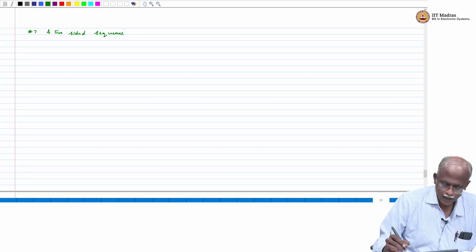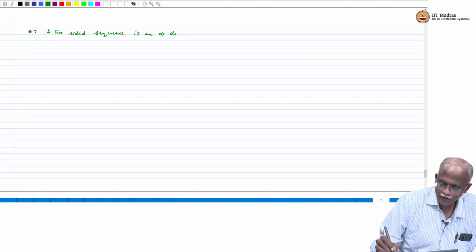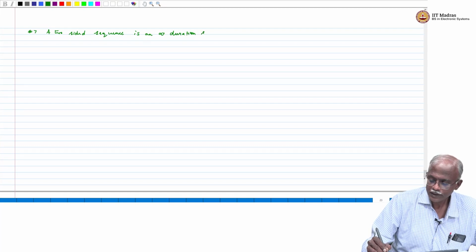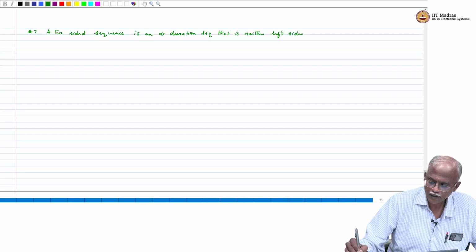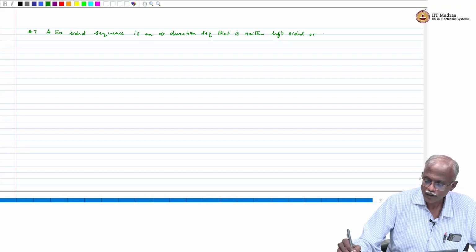Okay, a two-sided sequence is an infinite duration sequence that is neither left-sided nor right-sided.